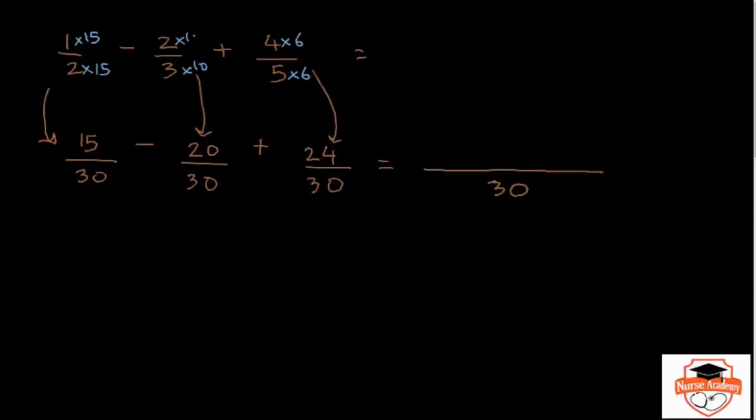So it's something over 30. 15 minus 20 plus 24. You could add 15 with 24 first. That gives you 39 minus 20. 39 minus 20 is 19. So this answer is 19 over 30. And this is a 10. Does that help?